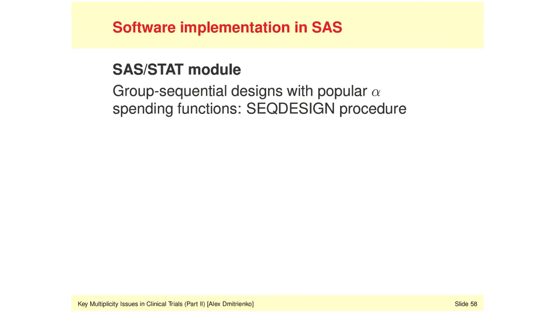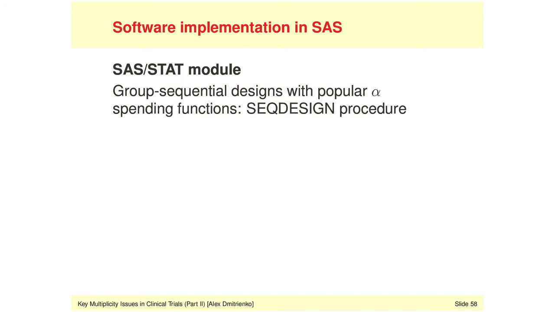The last topic we're going to consider in this module is software implementation. As in modules C and D, I would like to very quickly mention software implementation options for group sequential designs in SAS as well as in R.